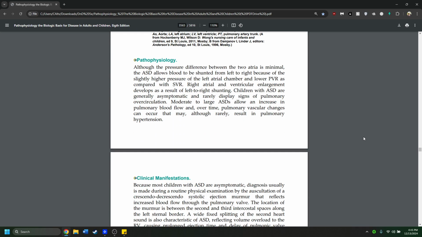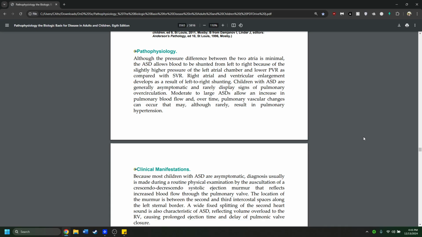So what is our pathophysiology? Although the pressure difference between the two atria is minimal, the ASD allows blood to be shunted from the left to the right because of the slightly higher pressure of the left atrial chamber and lower PVR as compared with SVR. Right atrial and ventricular enlargement develops as a result of the left to right shunting.